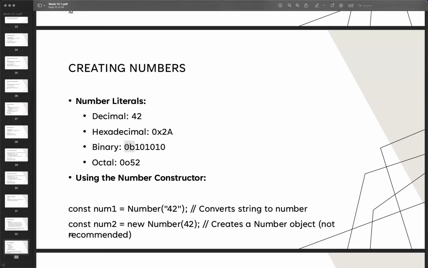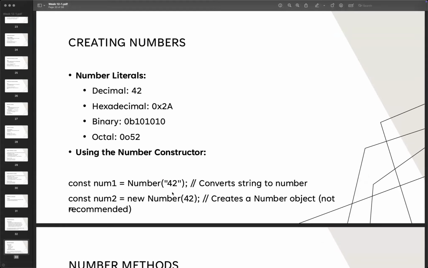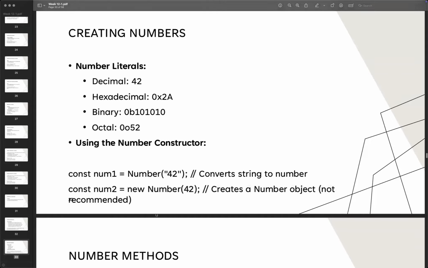You see 0b here is representing binary, and here is octal, so octal will be 0 and then the o. And then we have different types of number constructors we can use. If we are using Number, and the value is a string, we are able to convert the string to a number. Or we can create a Number object, but it is not recommended to do it this way. You just need to know we can do it this way.